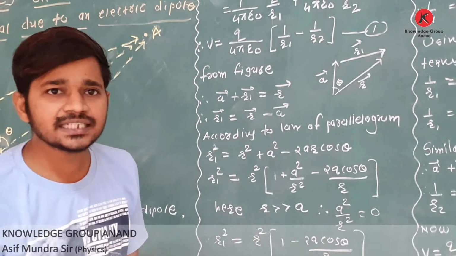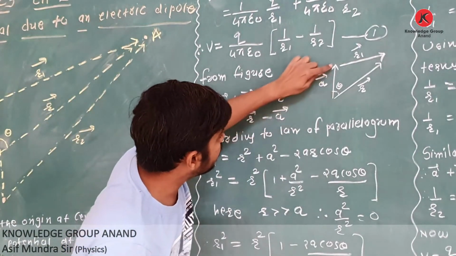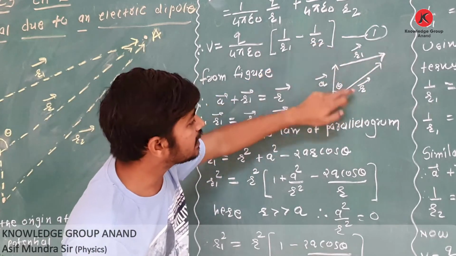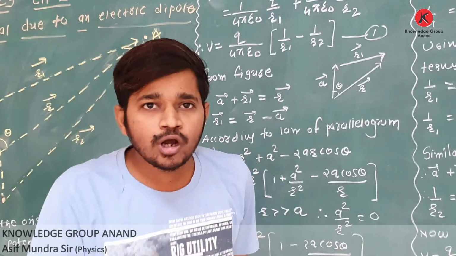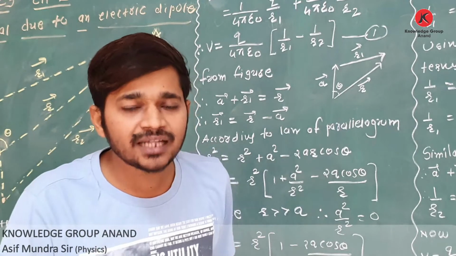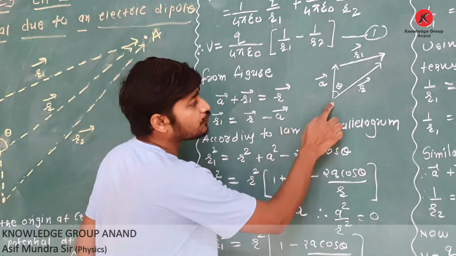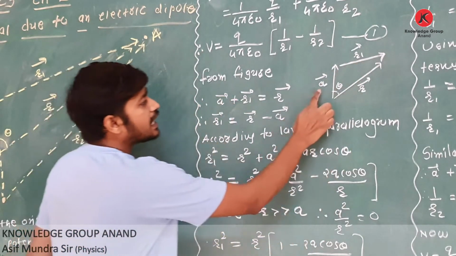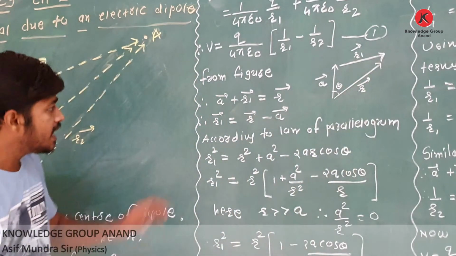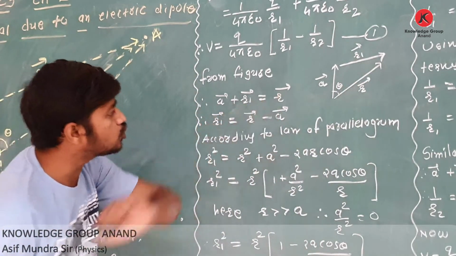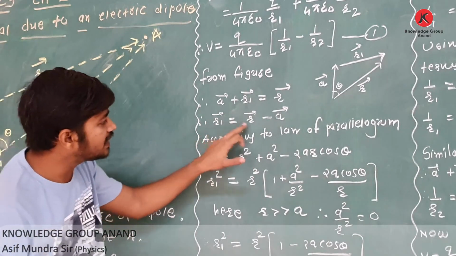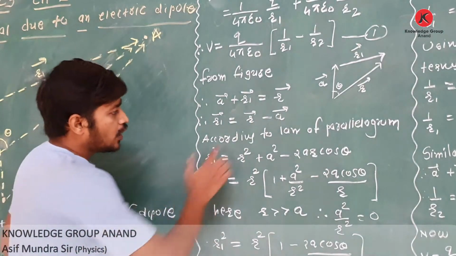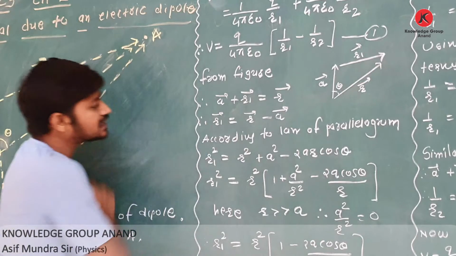From the figure, we have three vectors, and see the relation between them. Tail to head. So A plus R1 is equal to R. You know the graphical triangle method for vector addition. From this figure you can easily write the relation between these three vectors: A plus R1 is equal to R. Make R1 the subject, then it is R minus A. Clear?